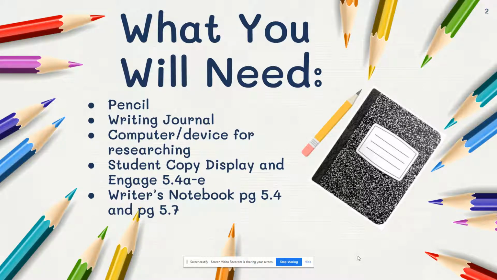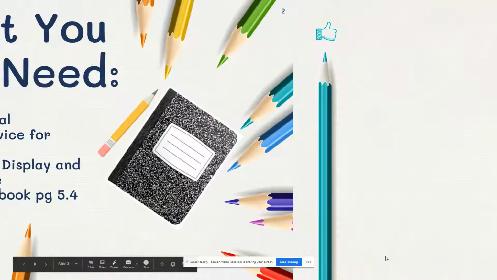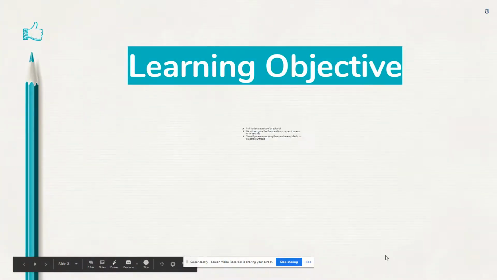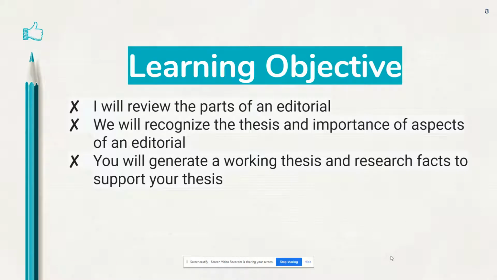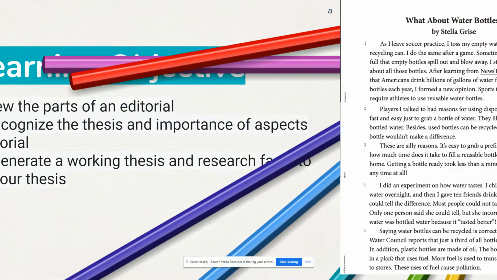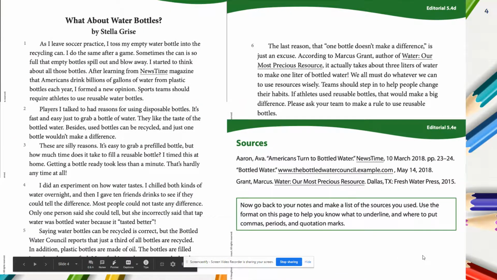Okay, now that you've collected the supplies you will need, let's go over our objectives. I will review the parts of an editorial. We will recognize the thesis and important aspects of an editorial. Then you will generate a working thesis and research facts to support your thesis. This is the Display and Engage 5.4 A through E. You can follow along or read on your own in your student copy.